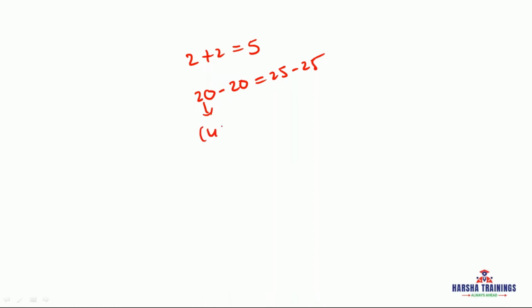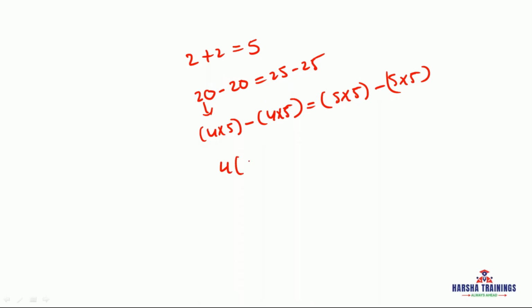Can you prove 2 plus 2 is equal to 5? 20 minus 20 is equal to 25 minus 25. Both sides are equal, right? 0 is equal to 0. LHS is equal to RHS. Okay, 20 can be written as 4 into 5 minus 4 into 5. 25 can be written as 5 into 5 minus 5 into 5. Again, 0 is equal to 0, right?